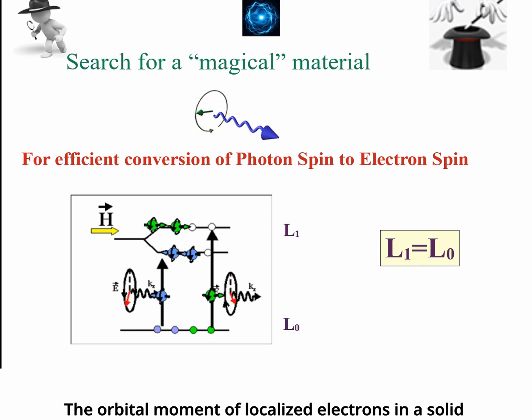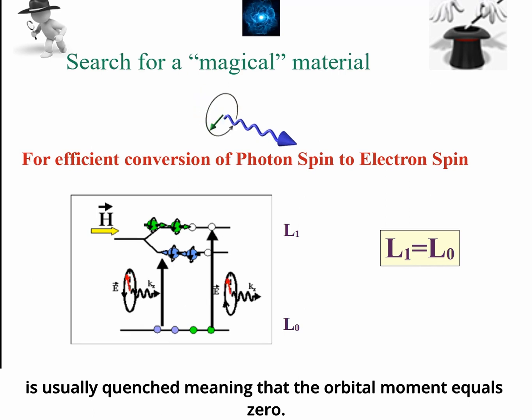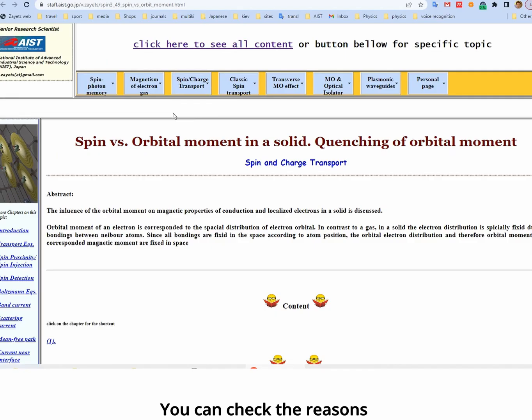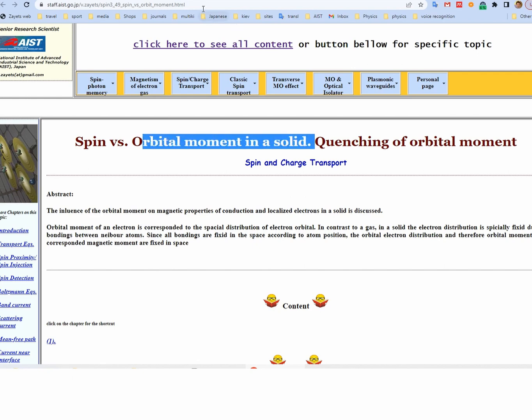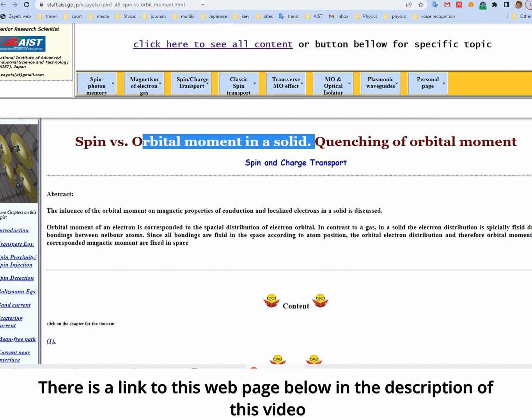The orbital moment of localized electrons in a solid is usually quenched, meaning that the orbital moment equals 0. You can check the reason why the orbital moment of a localized electron is quenched on my web page. There is a link to this web page below in the description of this video.